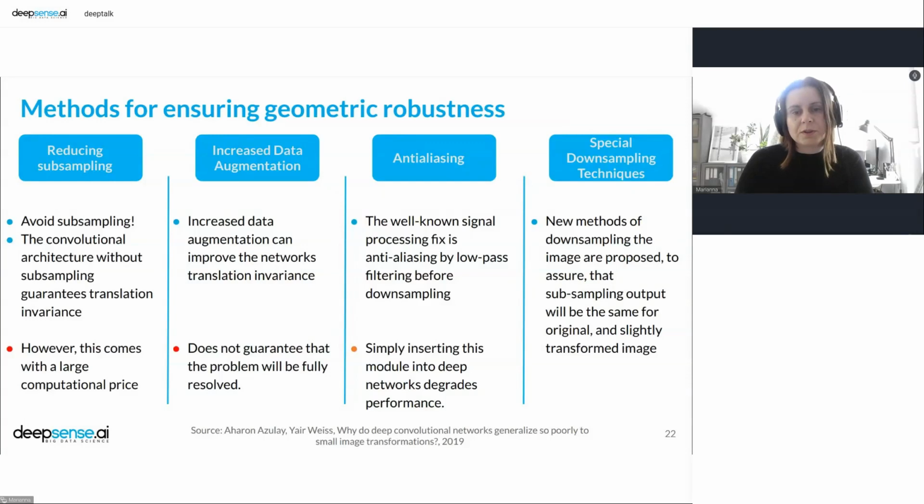Another thing we can do is increase data augmentation. It can improve the network's translation invariance. However, the problem will not be fully solved. Third family is anti-aliasing. These are methods that are based on signal processing theory. Anti-aliasing is low-pass filtering before downsampling, and this should make the network translation invariant, but can degrade its general performance. And the last type of methods is based on special downsampling techniques.